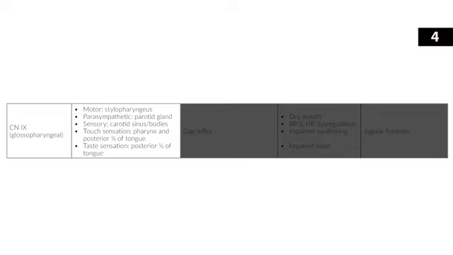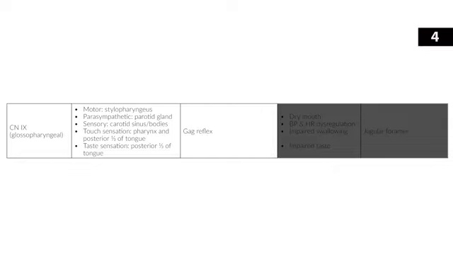It's the glossopharyngeal nerve, so the sensation of the tongue, sensation of the pharynx, it's going to be pretty easy to remember. And then one way you can test the glossopharyngeal nerve is by checking the gag reflex, which also happens to test vagus nerve function.